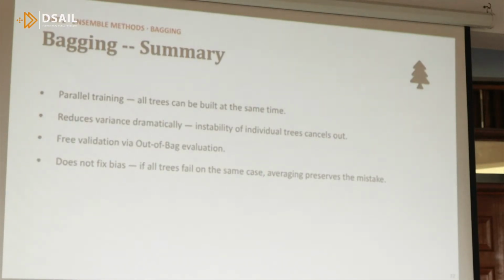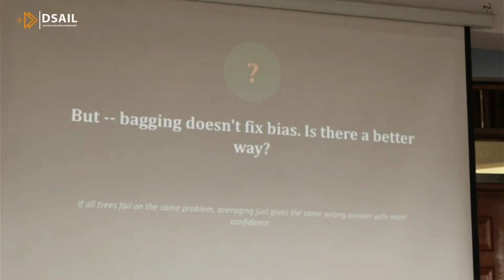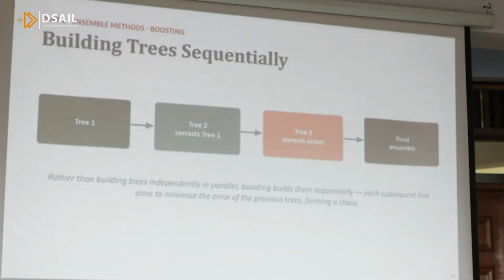Average preserves the mistake. So if the same failure mode is on all the trees, the bias is not fixed. The last thing I want us to look at is boosting, and then we look at the summary, and then we close it. Bagging doesn't fix bias in case there are such issues as we've looked at. Is there a better way of looking at it? This is where the idea of boosting comes in. And what does boosting do?